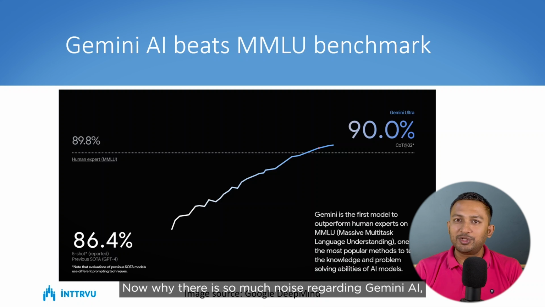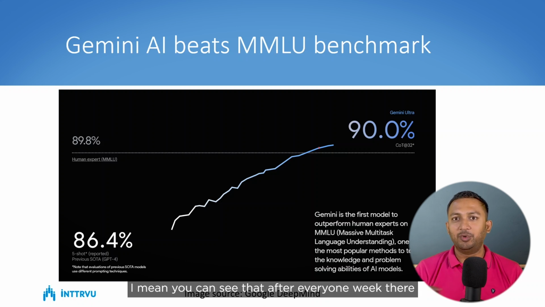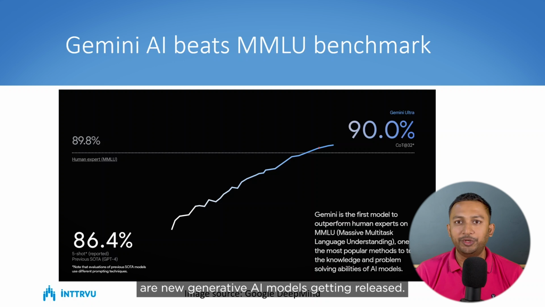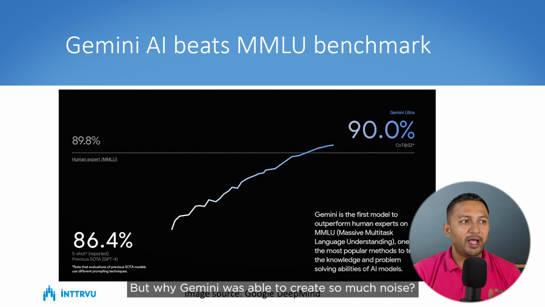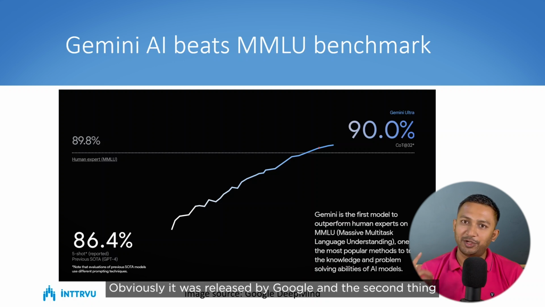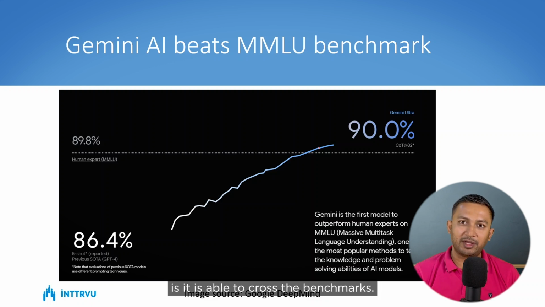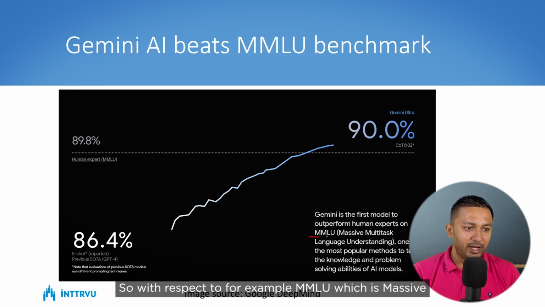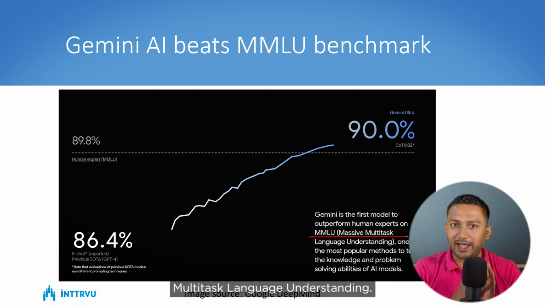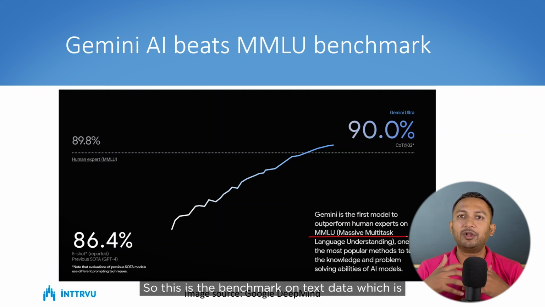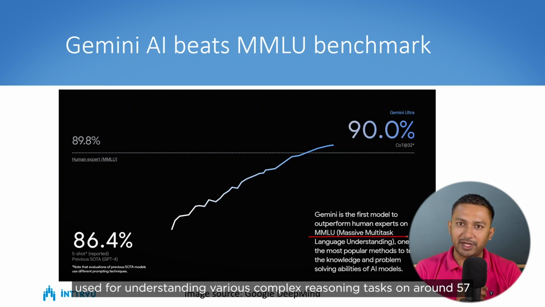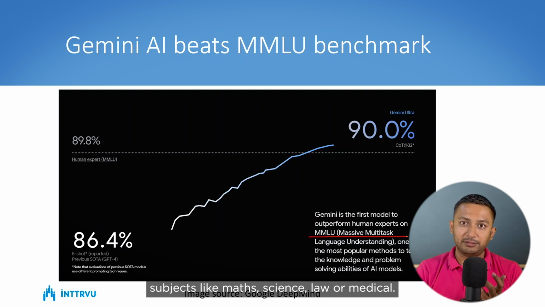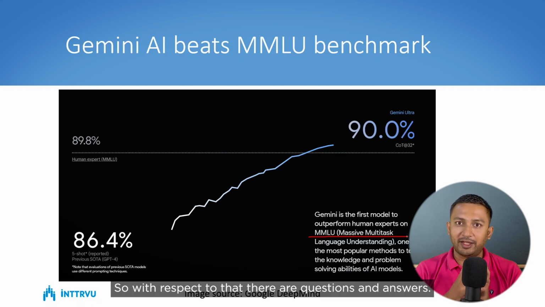Now, why is there so much noise regarding Gemini AI? I mean, you can see that after every week there are new generative AI models getting released. But why was Gemini able to create so much noise? Obviously, it was released by Google, and the second thing is it is able to cross the benchmark. So with respect to, for example, MMLU, which is massive multitask language understanding. This is the benchmark on text data, which is used for understanding various complex reasoning tasks on around 57 subjects like maths, science, law or medical. So there are questions and answers.